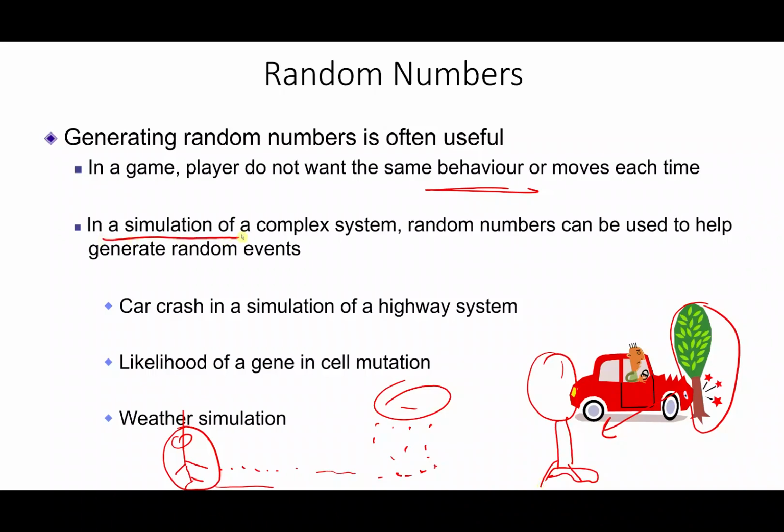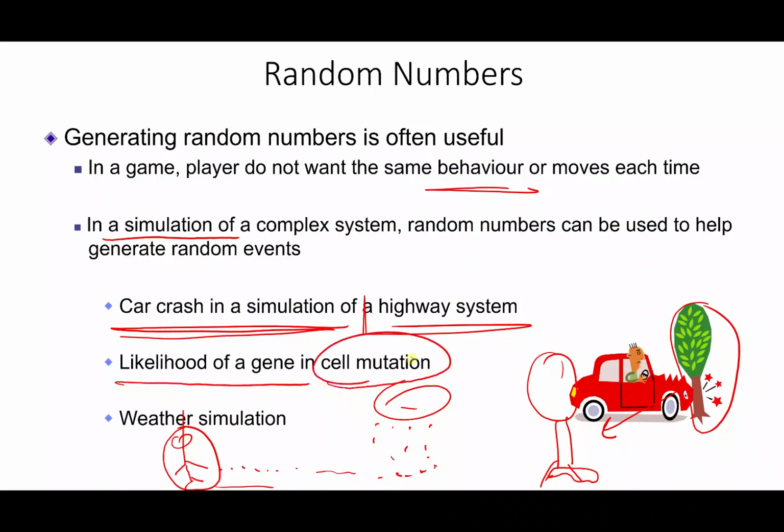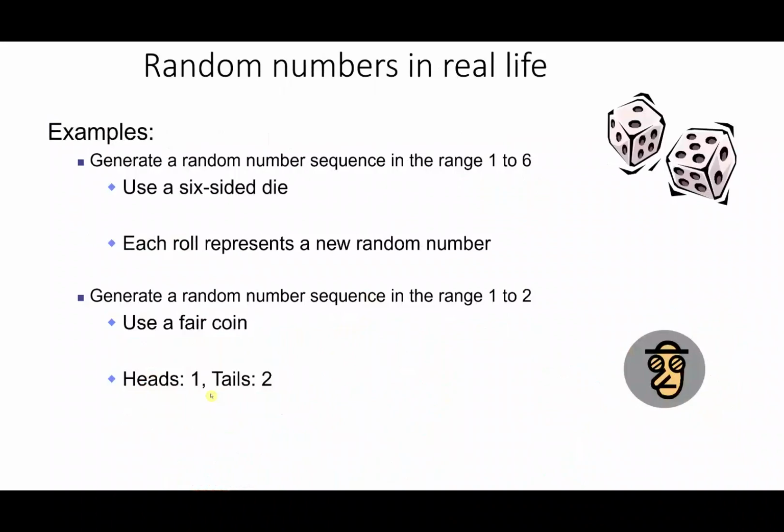Also, in a simulation. Now, in a simulation in a complex system, like car crash simulation in a highway system, or likelihood of genes and cell mutations, or the weather simulations, randomly putting different values to different chemicals that would cause the rain to happen or not, and what the possibility of that is based on the readings of these chemicals and all these things.